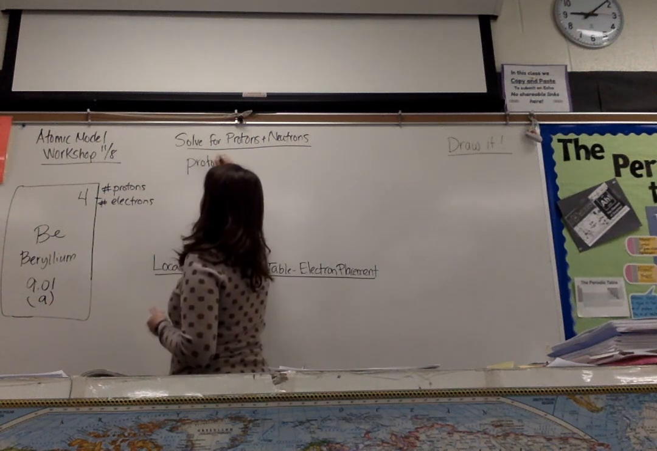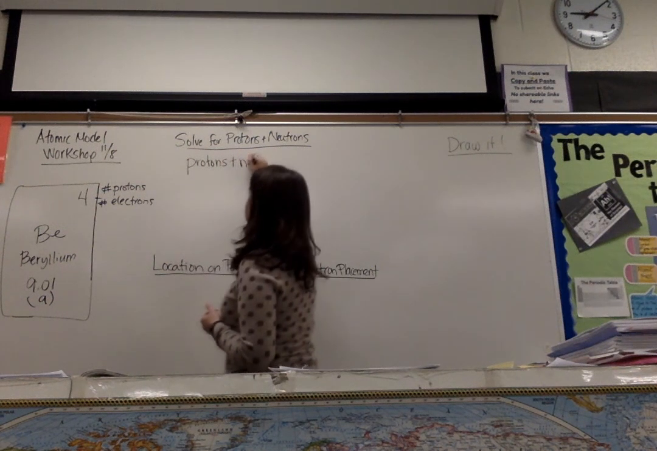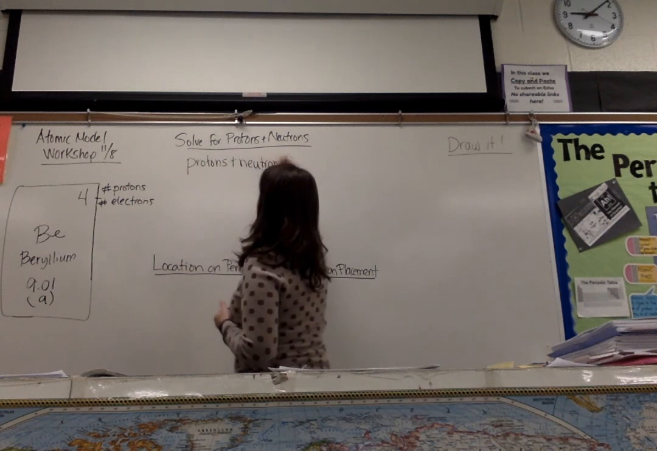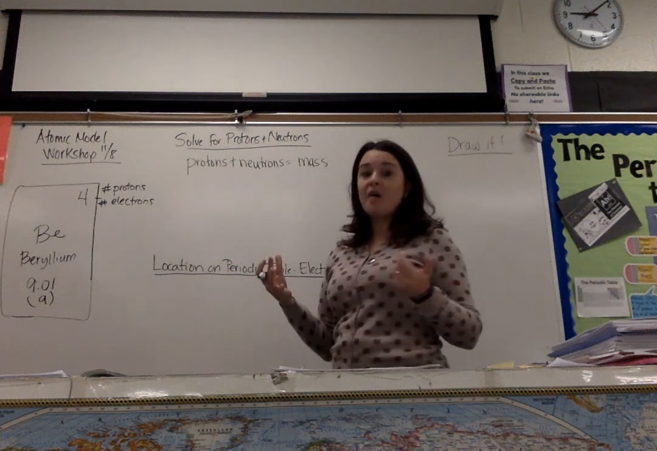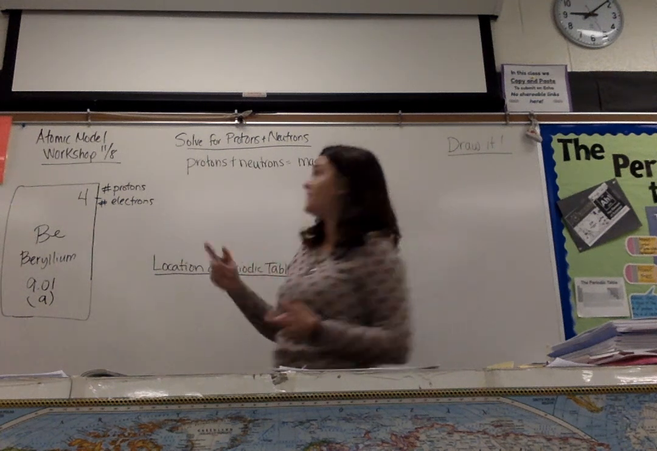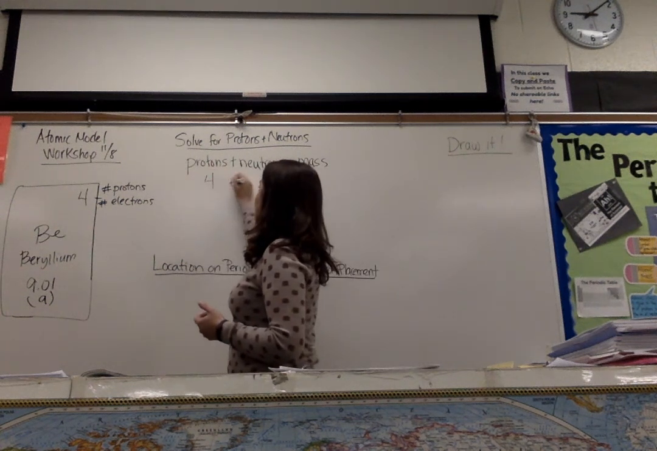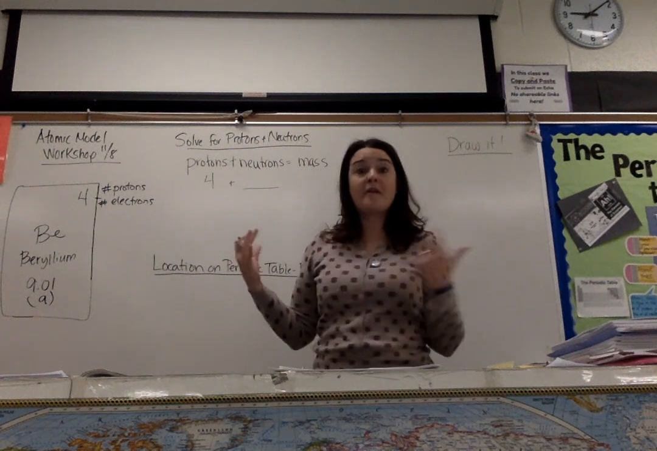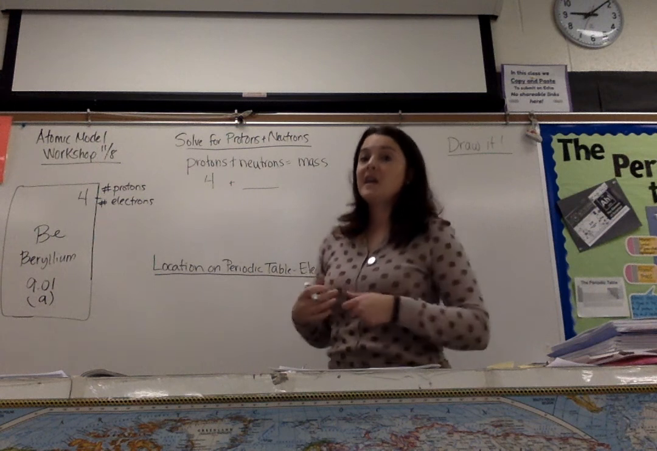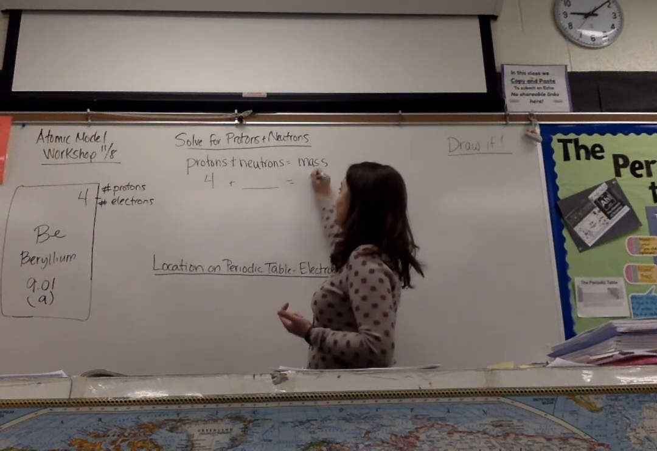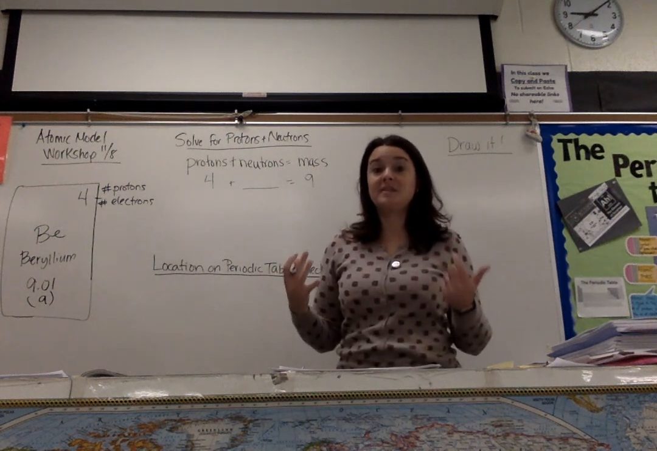Protons plus neutrons is equal to our atomic mass. We already know there are 4 protons. Our unknown, or our variable, if you want to relate this to math, it's the x, is our unknown, and that's equal to our mass, which we just said was 9.